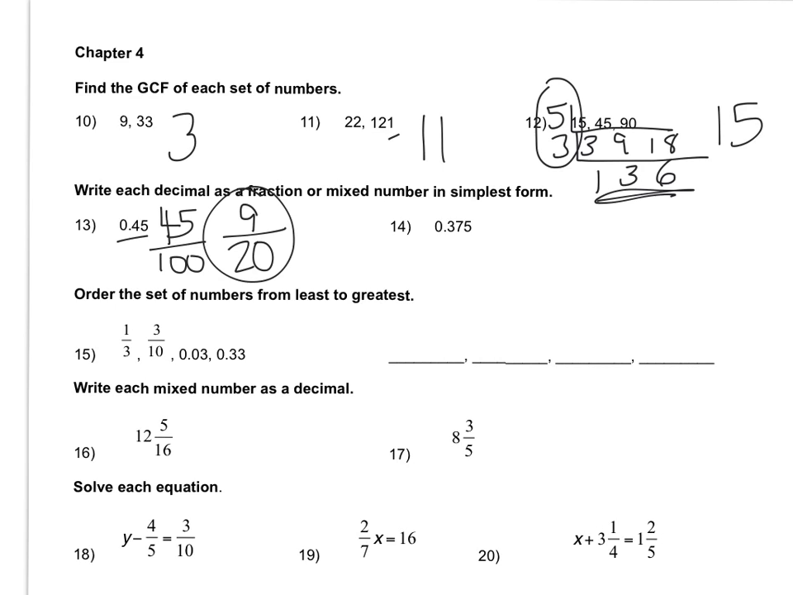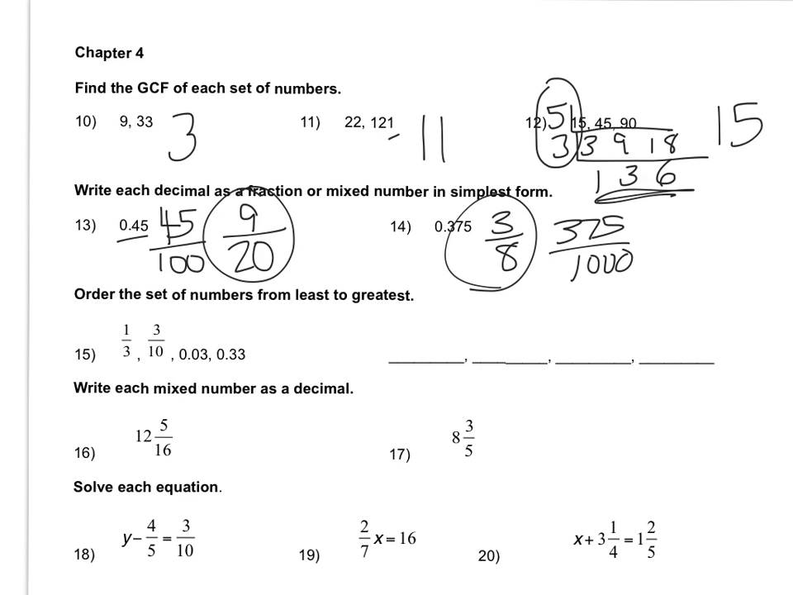0.375 is one that you should have memorized. It's 3/8, but if you didn't know that, again, 0.375 is 375 thousandths. And of course, you can reduce that all the way down to 3/8.